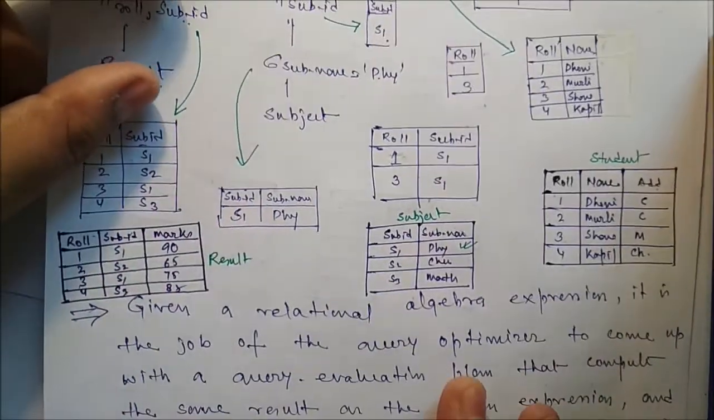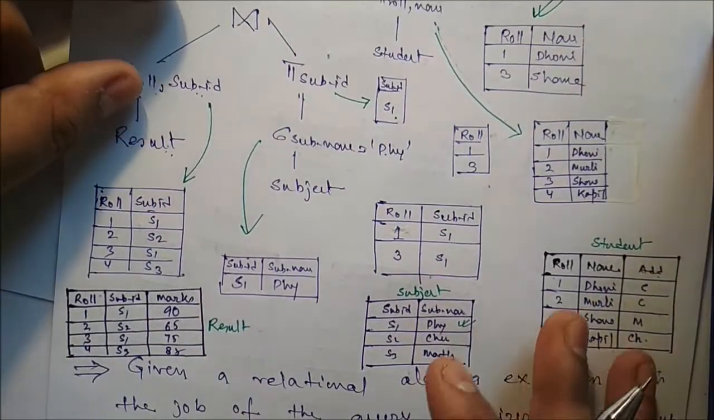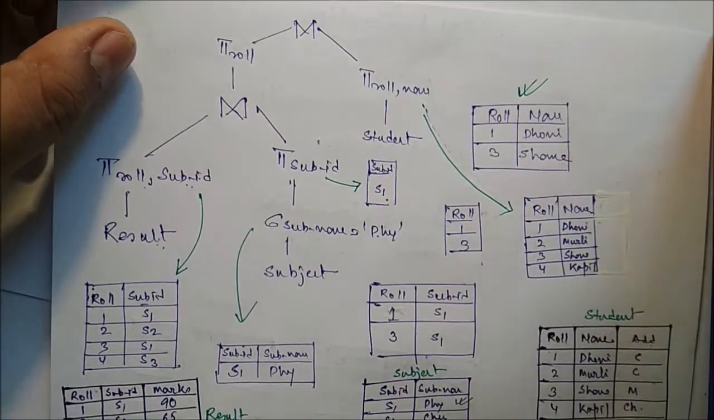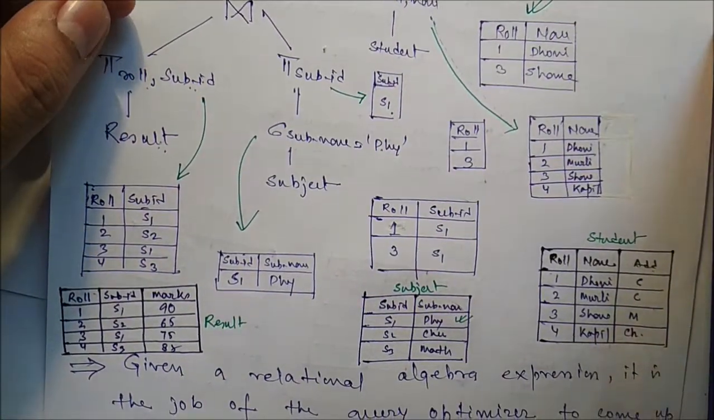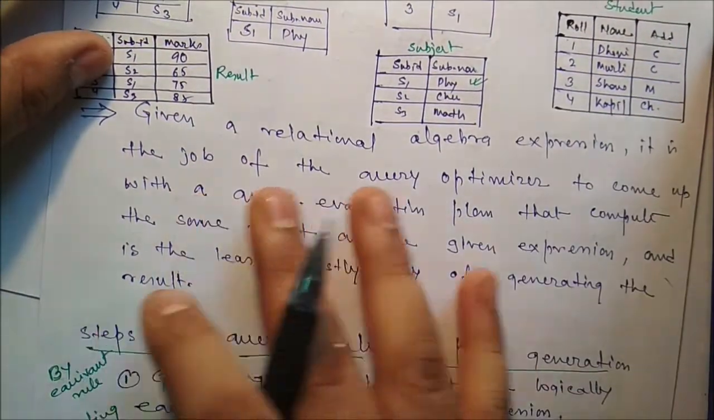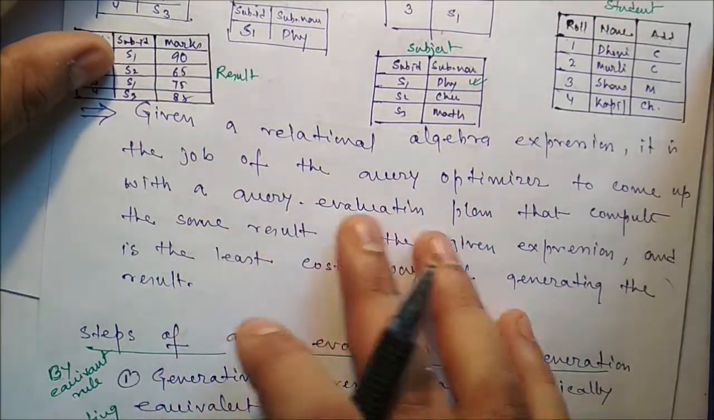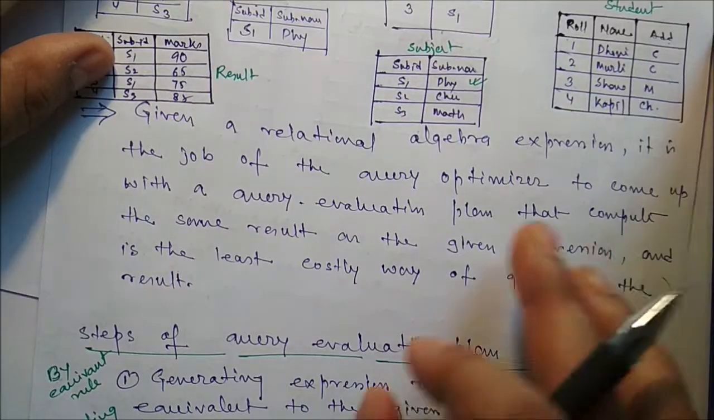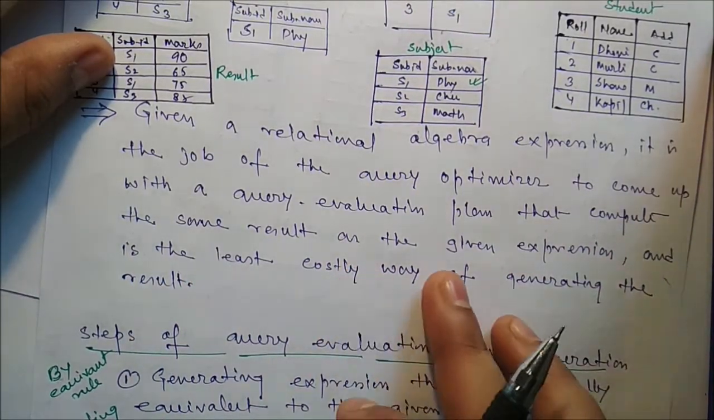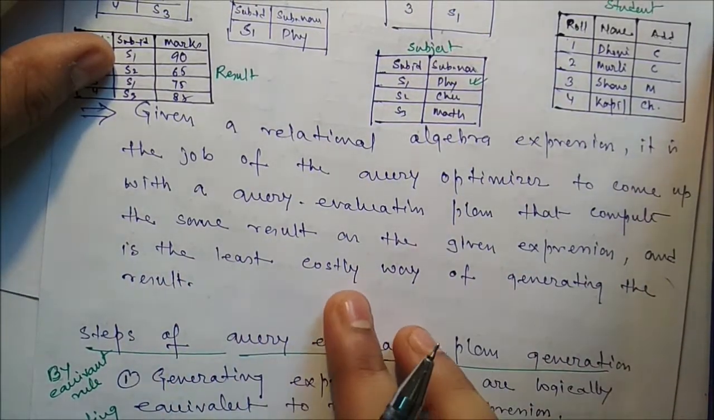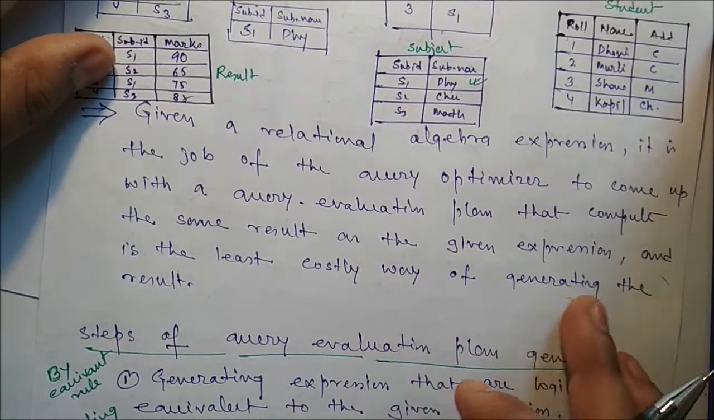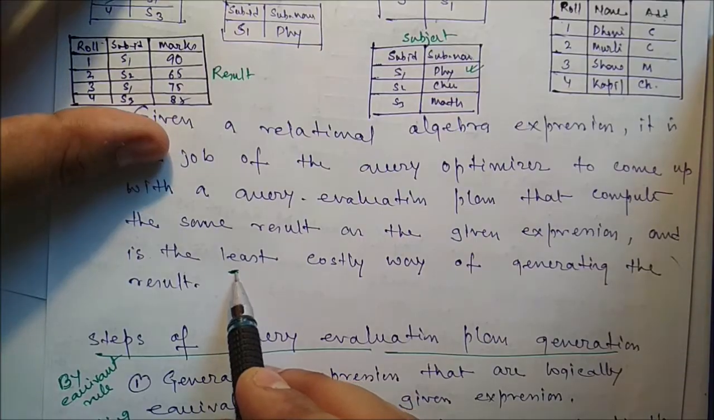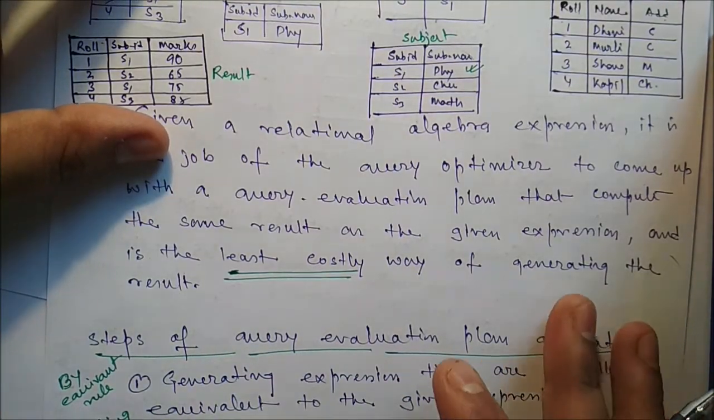Are you getting this one? So you can see here in this case the intermediate results are very small. This is another way of solving the same problem. Now, given a relational algebra expression, it is the job of the query optimizer to come up with a query evaluation plan that computes the same result as the given expression and is the least costly way of generating the result. So least costly means what? It will take less time and space to execute.